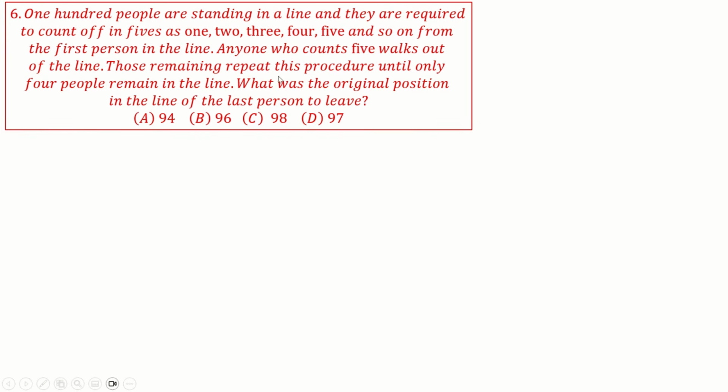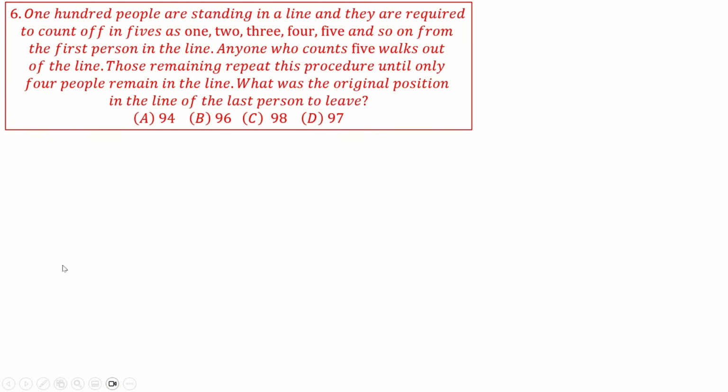Those remaining repeat this procedure until 4 people remain in the line. What is the original position in the line of the last person to leave? So the question is, you have 100 people here and you basically remove every fifth person out. All the persons have numbers 1 to 100. Each fifth person you remove. You count 5 and remove the fifth person out.